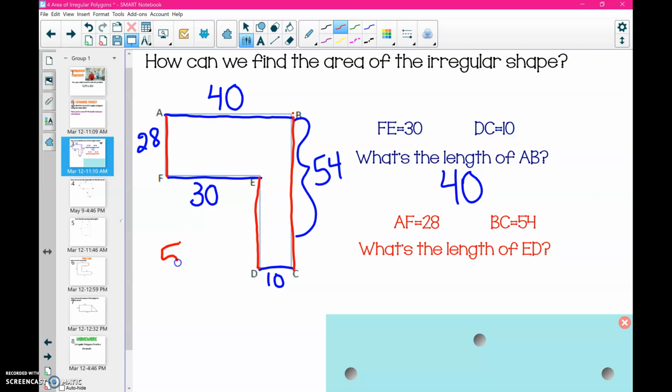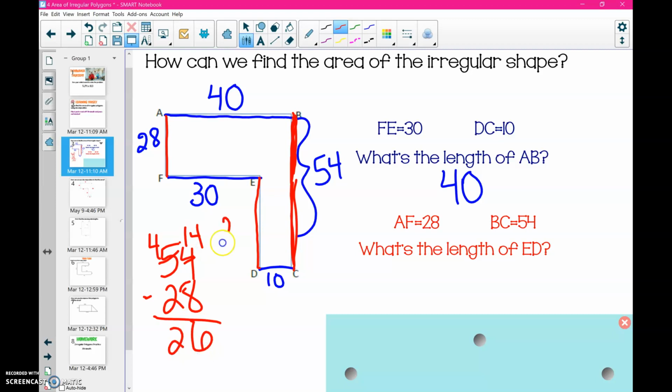To do that, we can take 54, because that was BC, minus 28, because that's how much AF was, so that takes up this much space. We need to know what the rest of it is going to be for ED. If we do this subtraction real quick, you can use a calculator if you want, or do it off to the side here. I'm going to have to borrow. So I end up with 6 and 2, which is 26. So ED ends up being 26.